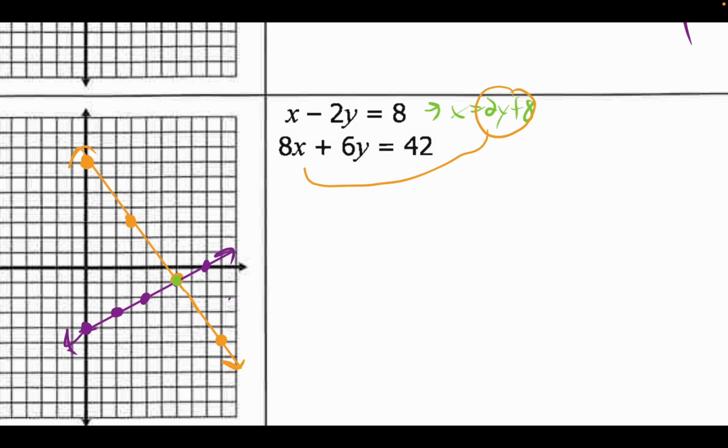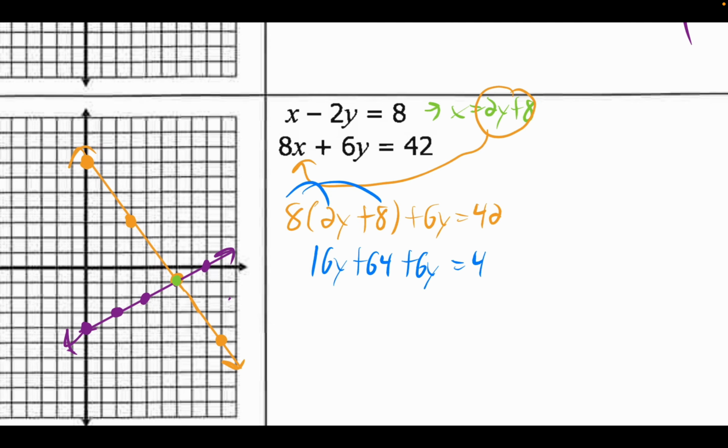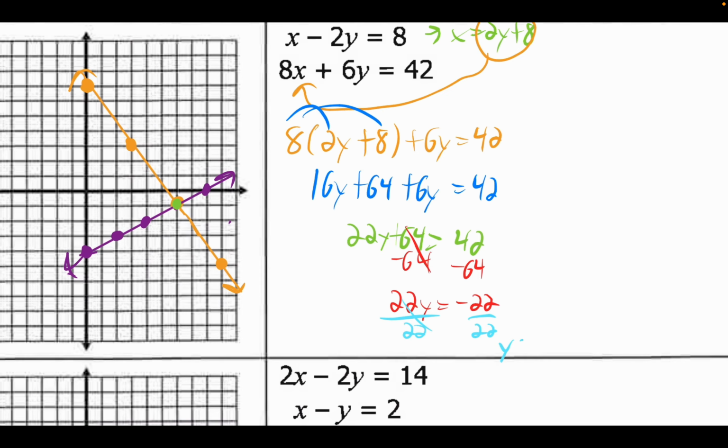I'm going to plug that in for x, and I get 8 times 2y plus 8 plus 6y equals 42. Distribute the 8, and I get 16y plus 64 plus 6y equals 42. Combining like terms here, I end up getting 22y plus 64 equals 42. Subtracting 64 from both sides, I get 22y equals -22. At least I caught that mistake quickly. And divide by 22, and I get y to equal -1.